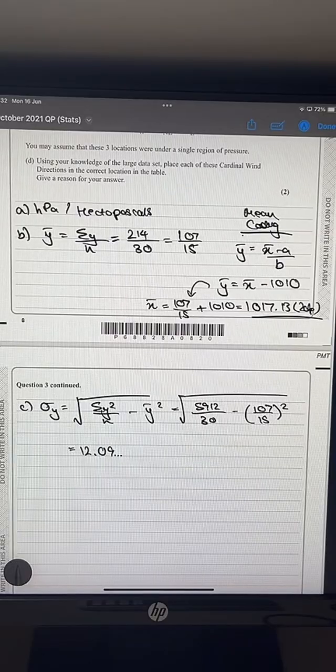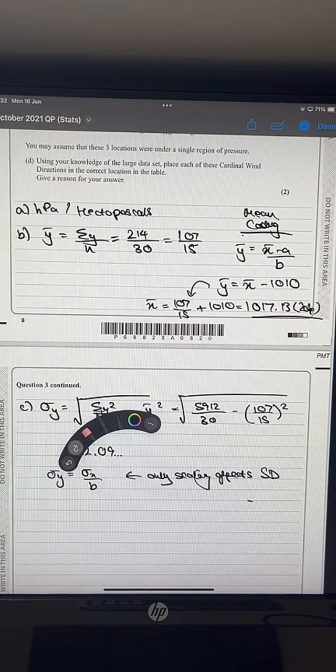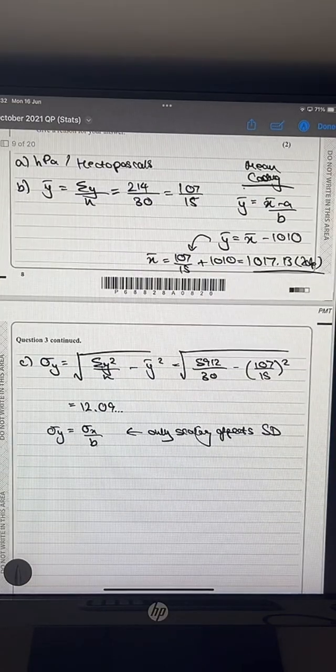Now, the coding for the standard deviation is this. Because only scaling affects the standard deviation. So the minus a does not have an effect, right? Because I would just shift everything down, right? But how far they deviate still remains the same. But scaling it, like multiplying it by b or dividing by b, will change how much it deviates.